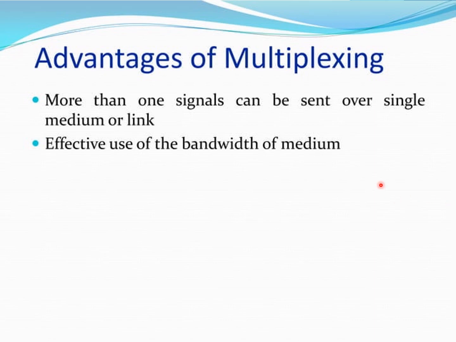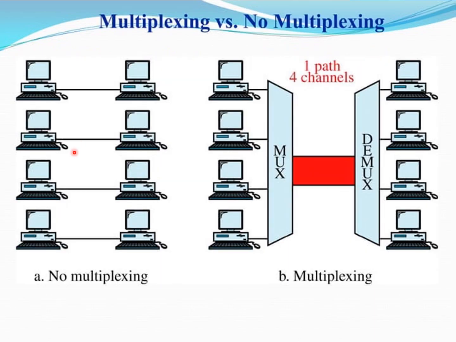The advantages of multiplexing: we can send multiple signals in a single link. That is one advantage, and the other is that it uses the bandwidth very efficiently. Here we can clearly understand the difference with and without multiplexing. If there is no multiplexing, it is going to be system to system communication. But with a multiplexer and a demultiplexer, that is enough to communicate between n number of channels, where there may be n number of communications, but all in a single path.